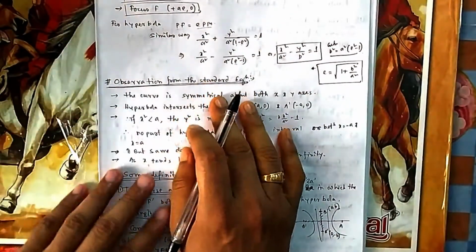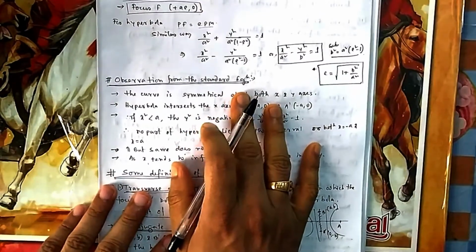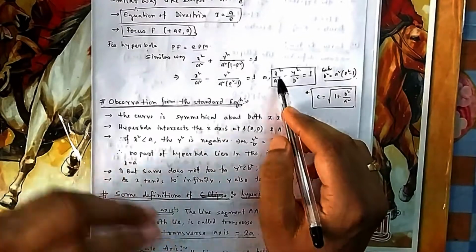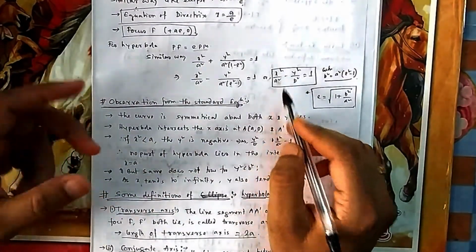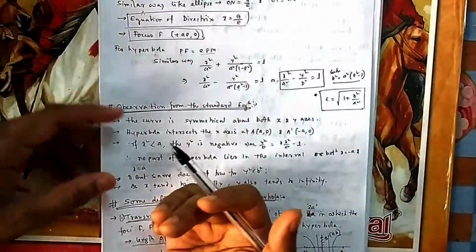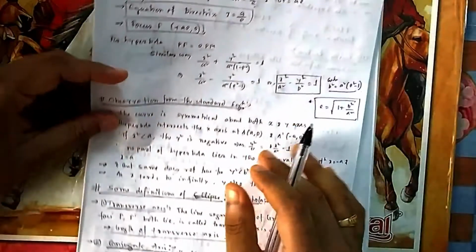Now some observations that we can make from this. Like every figure we have done, this curve is symmetrical about the x and y axis, because if you put minus x instead of x, it is the same, and if you put minus y instead of y, it is also the same. So it is symmetric about both axes. You can see it is symmetric about the x axis, and it is symmetric about the y axis also.